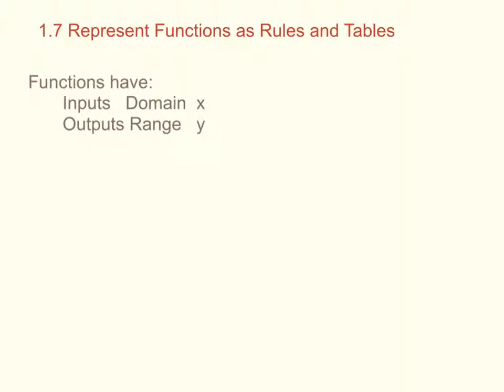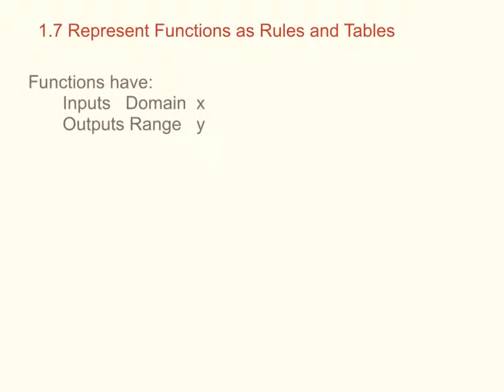Today we're going to take a look at section 1.7, which is represent functions as rules and tables. When we're talking about functions, functions have what we call inputs and outputs. So when you plug in a number, you get an answer out. The inputs, or the x values, are always called the domain. The outputs, or what you get as your answer, is called the range, and those are your y values.